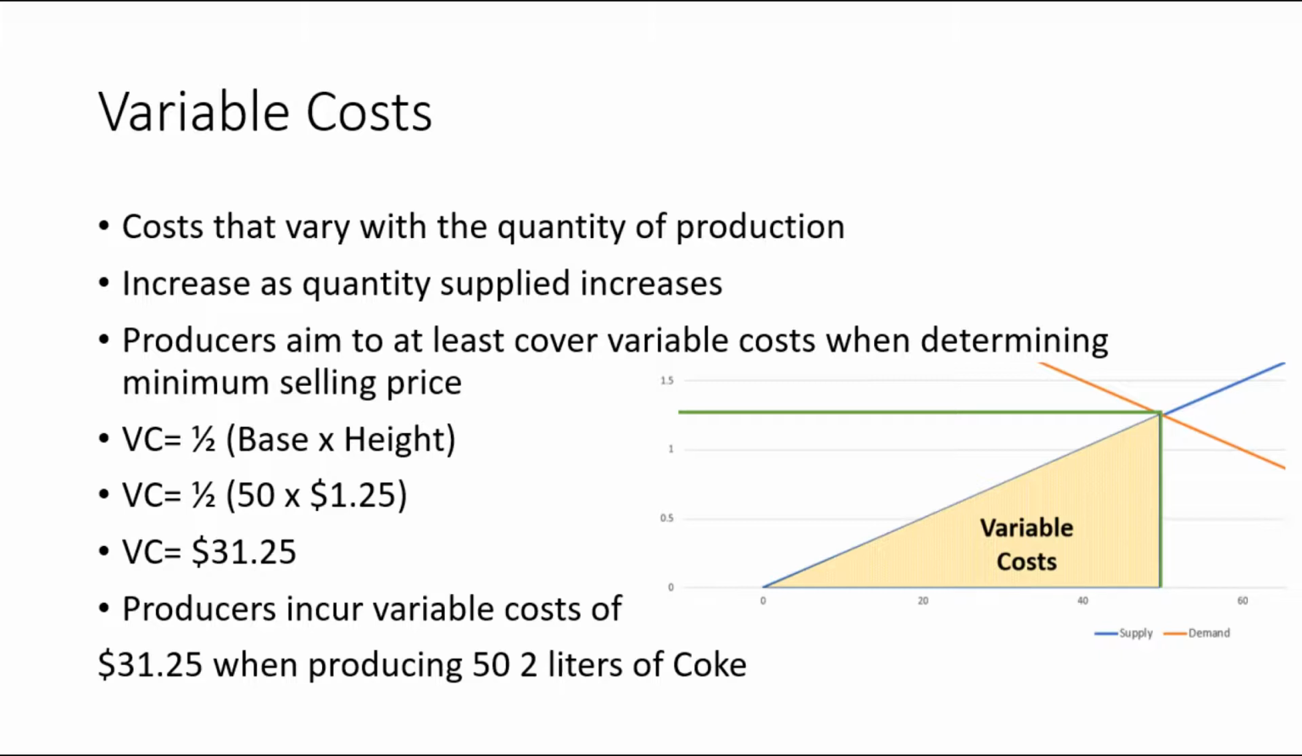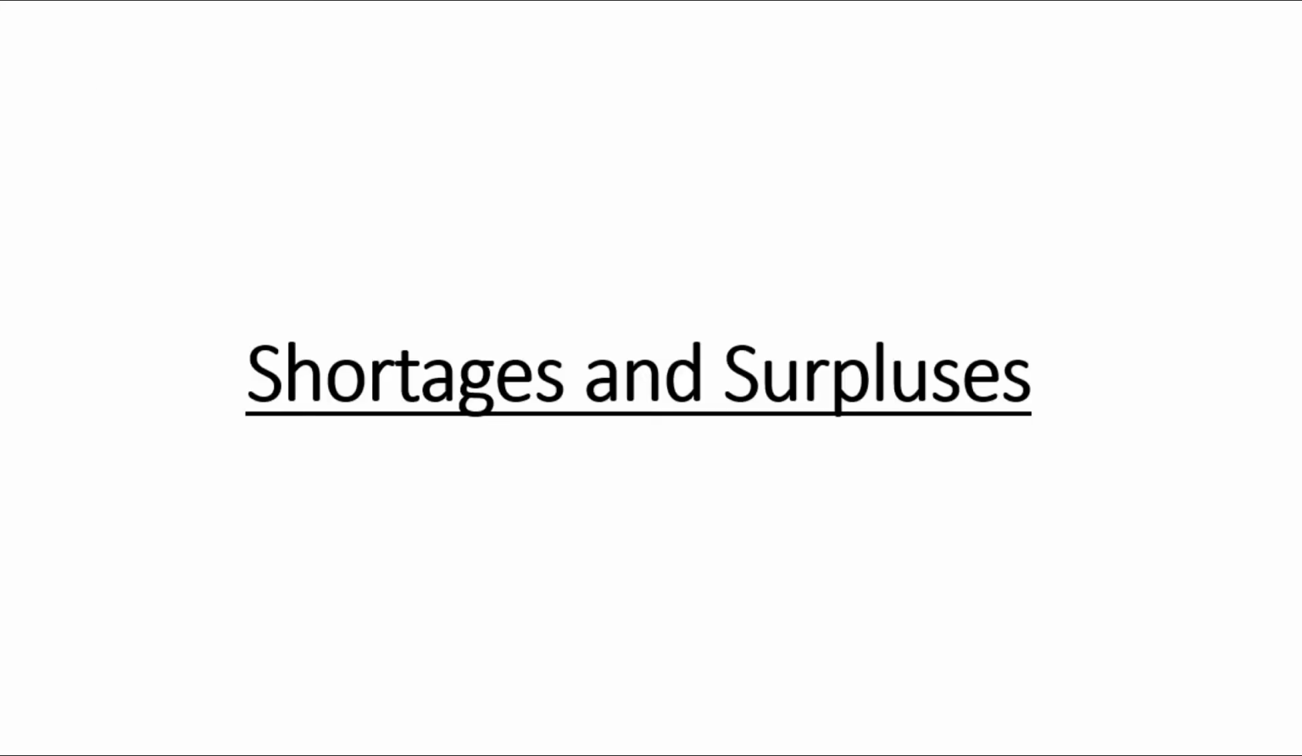Variable costs are calculated by the formula of half base times height. In this example, that translates to half 50 times $1.25. This results in the variable cost of $31.25 for the production of 50 2-liter Cokes. Now, we will take a look at a few examples of shortages and surpluses.